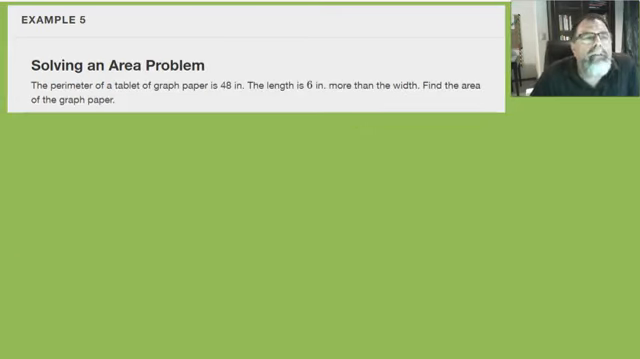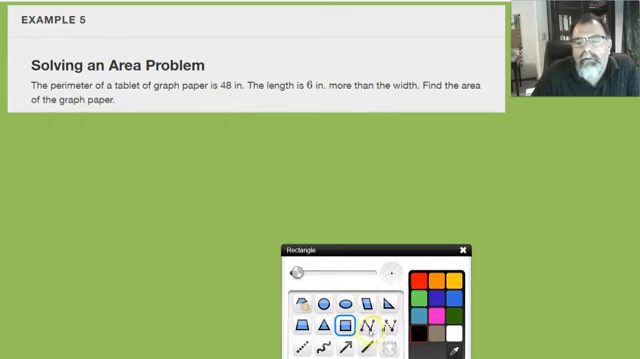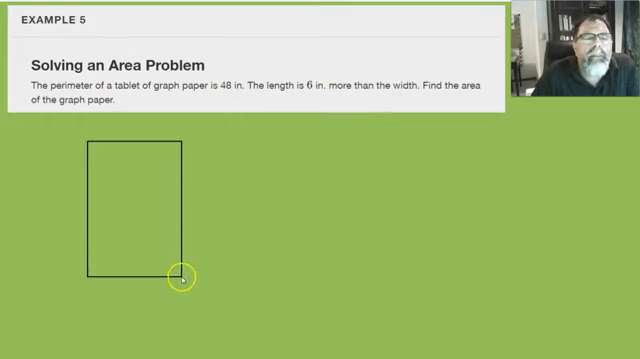Okay, let's look at example 5, solving an area problem. The perimeter of a tablet of graph paper is 48 inches. The length is 6 more than the width. Find the area of the graph paper. If you think of a tablet of graph paper, it's a rectangle, so something like this. So we want to make a drawing. We know the perimeter is 48.